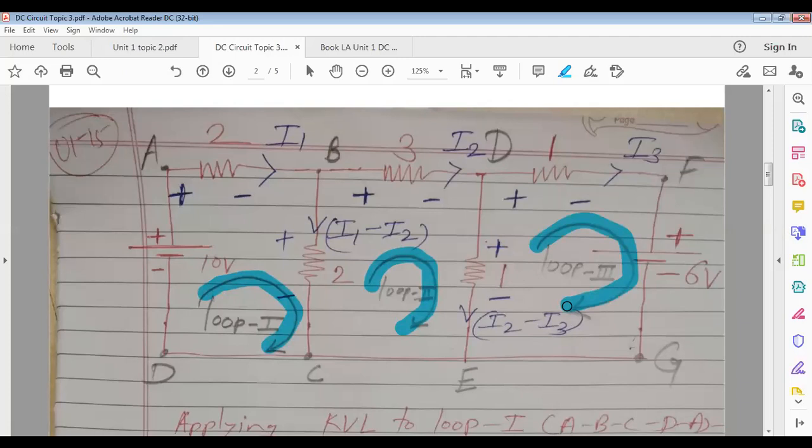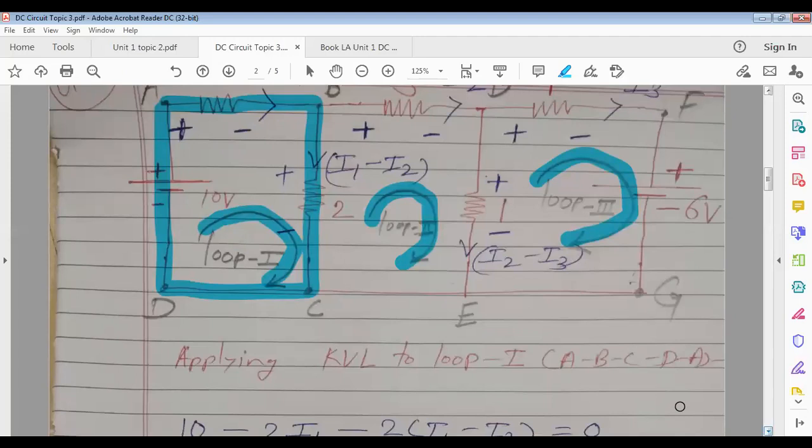See, what you have to write, you can write like this also: apply KVL to loop 1, A, B, C, D, A. I am writing the loop name as A, B, C, D, A, nothing but I am moving clockwise. Or just say apply KVL to loop 1 and clockwise. That's it. No need to specify the names.